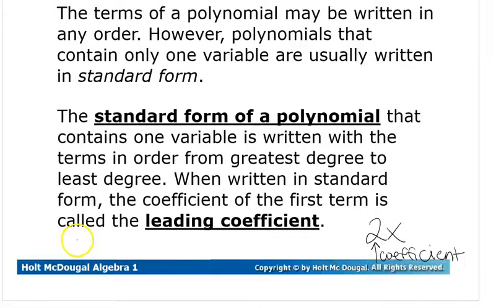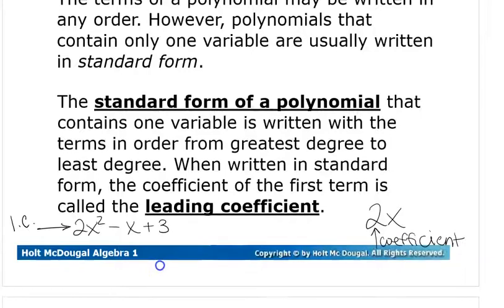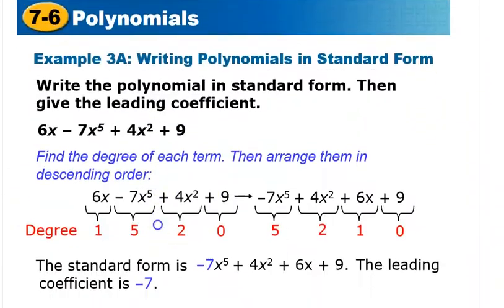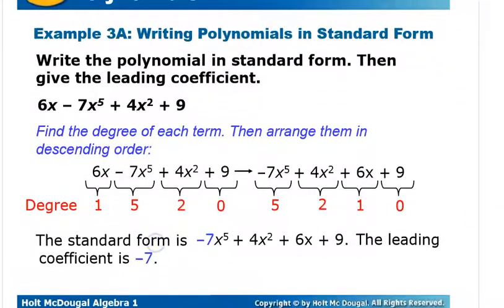Now if I had a polynomial like 2x squared minus x plus 3, since he's in the front now, he's now called the leading coefficient, or the LC as I like to call it. Okay, and we're going to be doing some stuff with them, identifying them. But this standard form is writing it in descending order.